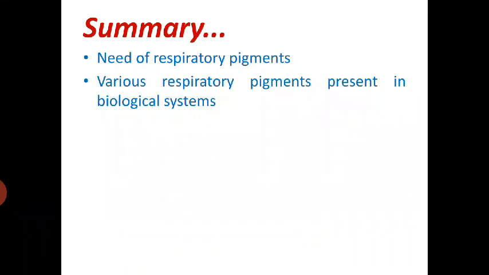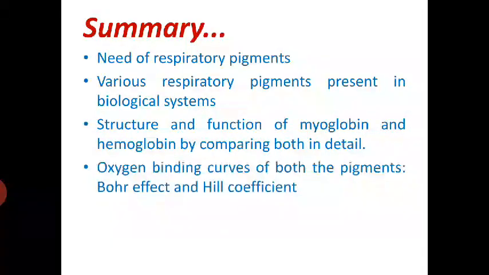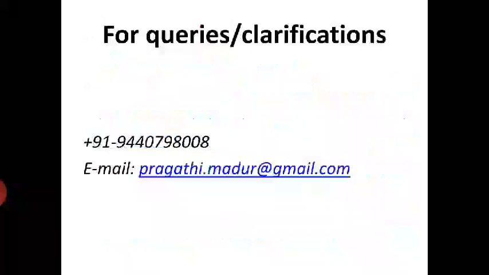Finally, let us recapitulate what we have discussed today. We discussed the need of respiratory pigments, the various respiratory pigments present in biological systems, the structure and function of myoglobin and hemoglobin, and the comparative study in detail. Then the oxygen binding curves of both pigments, the Bohr effect and Hill coefficient, then the structure and function relationship, that is the T state and R state, and the mechanism proposed by Perutz was also discussed.